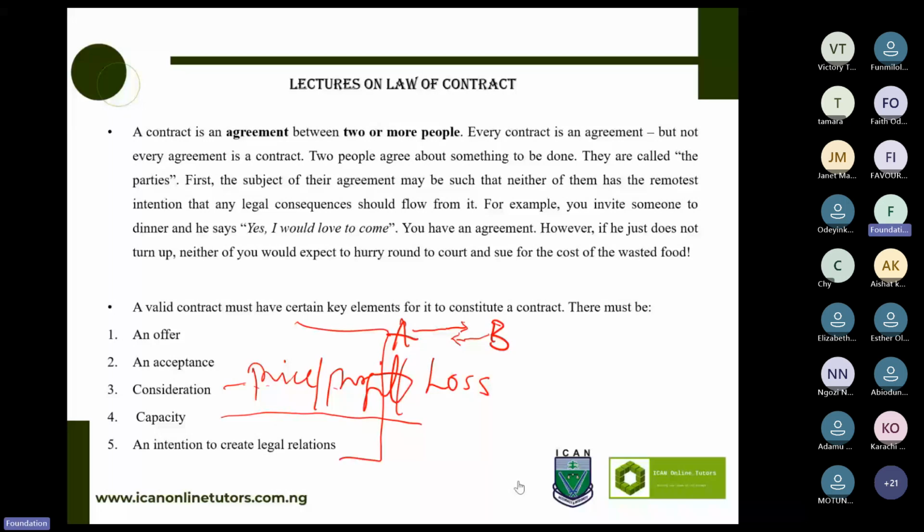Now, lastly, is the intention to create a legal relation. Now, Afid and Tumi are coming together. Tumi is a successful business guy, and I look at him, wow. Tumi, I've been following you for a while now, and I know you on LinkedIn. You're a powerful guy. You have your firm, you're a big boy. What's up? Let's do business together.